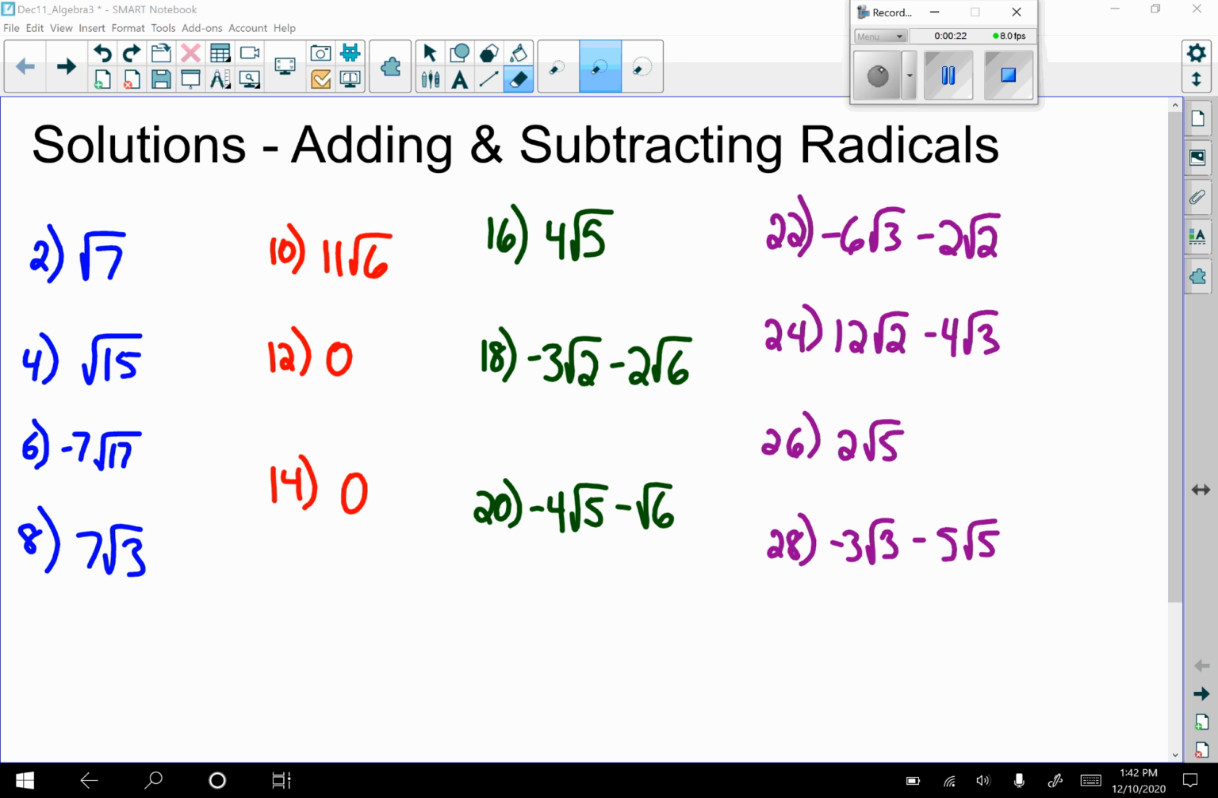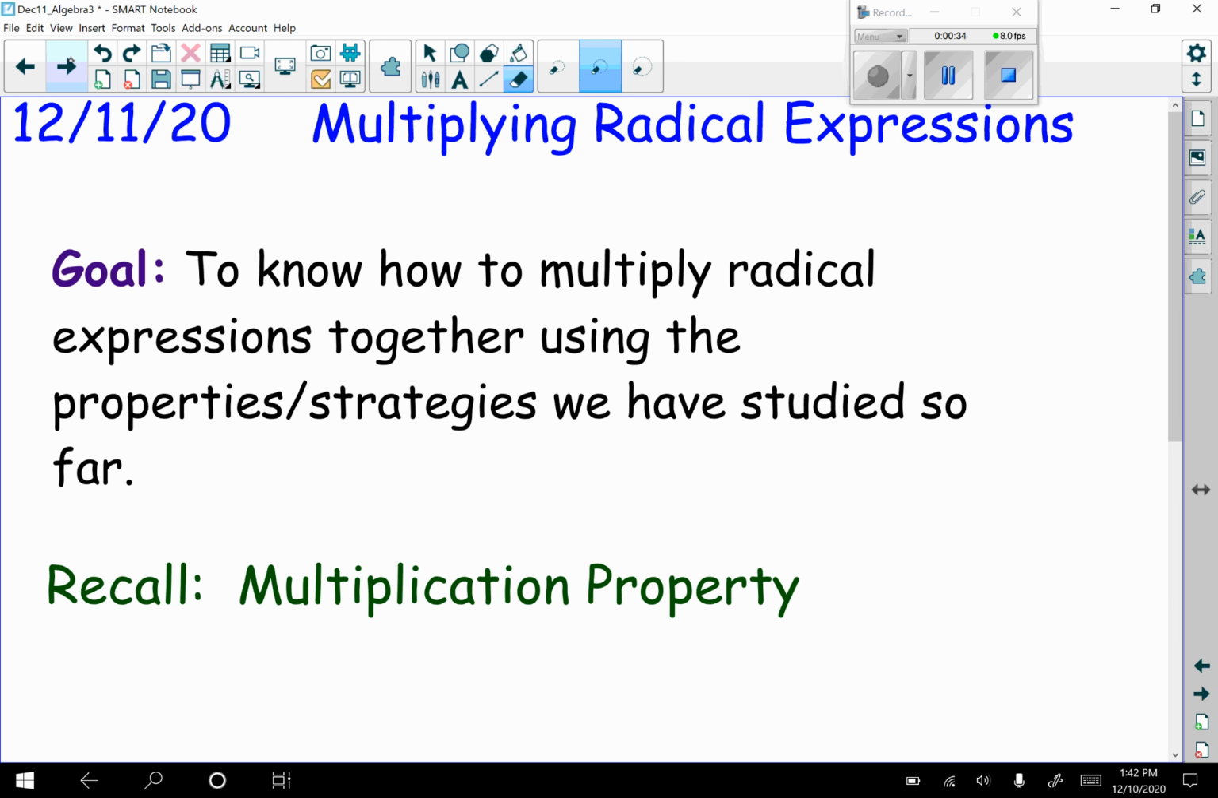What we're going to take a look at today is multiplying radicals. We're going to go through quite a few examples just because there are so many different kinds that we can be given. We have to take a look at some properties to help us as well. As we multiply radical expressions, our goal is to know how to multiply them using the properties and strategies that we have studied so far. Remember, at any time you need to copy things down, pause the video.